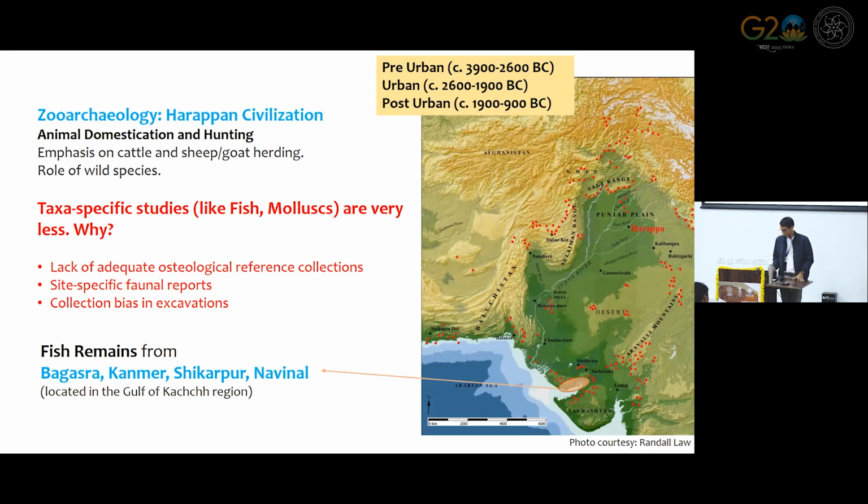In this presentation, I will be talking about some fish remains collected from 4 sites located in the Gulf of Kutch region. And even with this very small set of samples, we can have so many interpretations on fish consumption and fish use. If this kind of study can be extended towards other parts of Harappan sites, then a lot more things can be understood, of course.